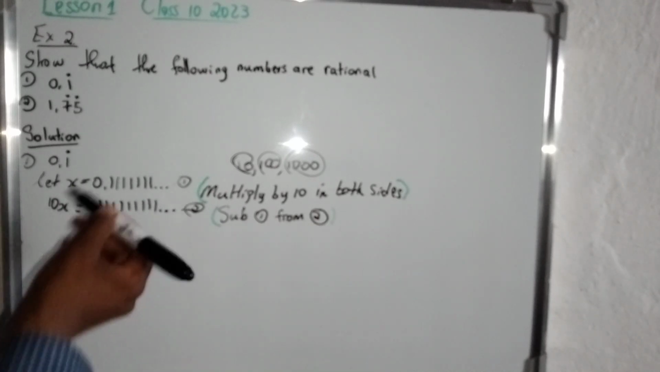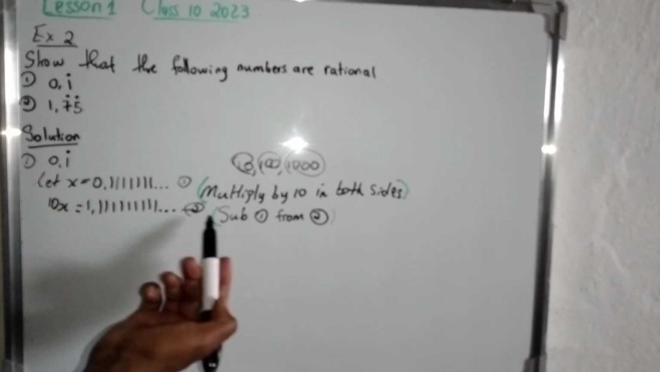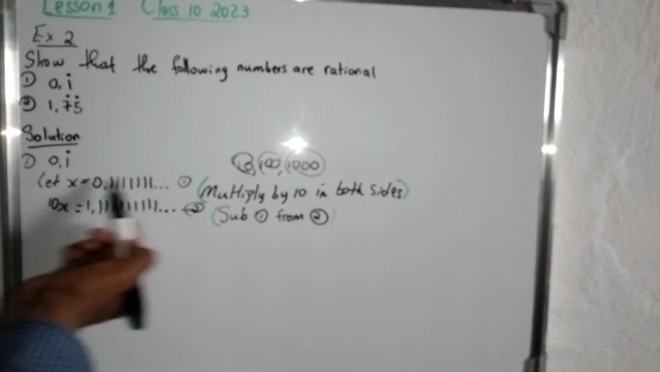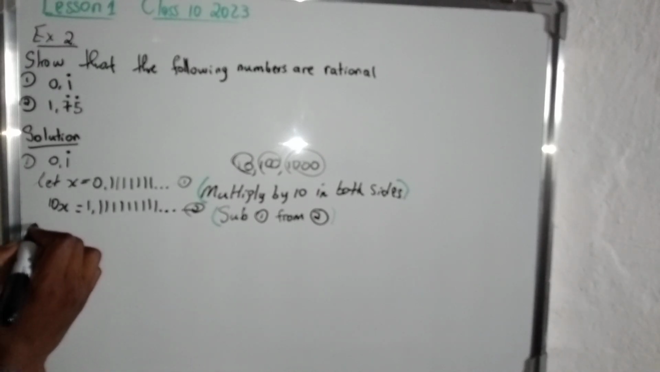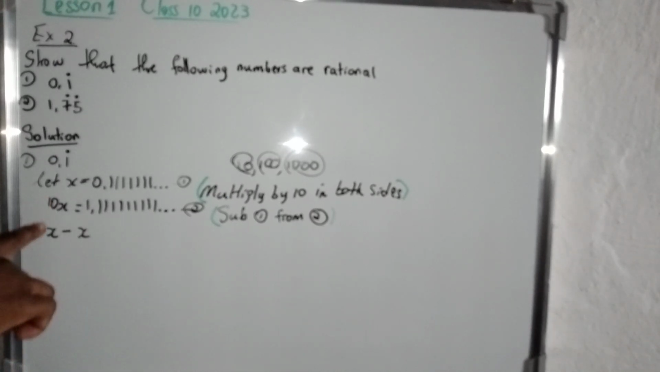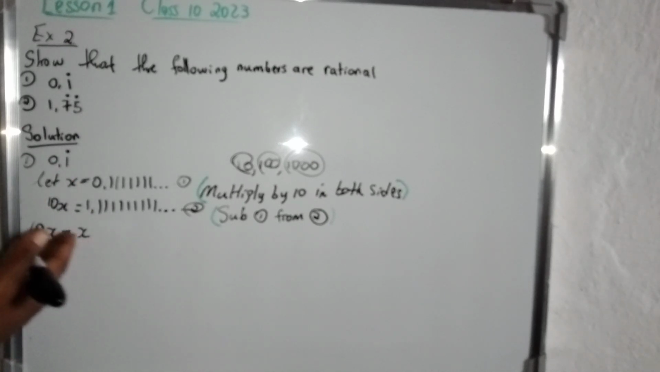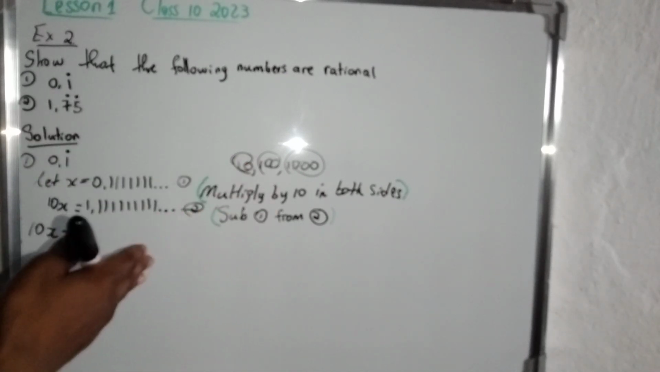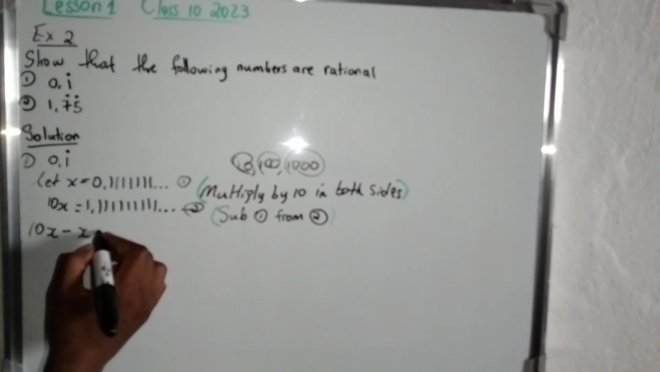So let's do that. This is the first equation, this is the second equation. So what I'm going to do here is take the second equation and minus the first equation. Let me write that one down here. I'm going to say 10x minus x. Remember, you take these digits on your left hand side, you separate them on the left hand side, and those on the right hand side you also separate on the right hand side.